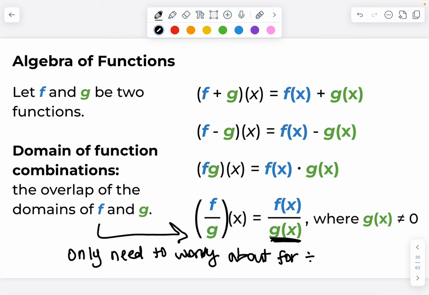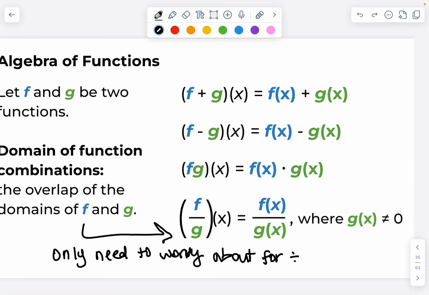So that's what this note is saying right here: that bottom function cannot equal 0. So it'll exist everywhere but at those points. We'll discuss that some more when we do division. We're going to start out doing these three scenarios, and then we'll do division.